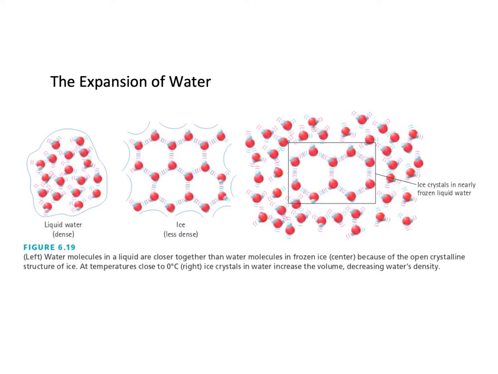But this is why ice tends to float. If you have a glass of water with ice in it, the ice is going to float because the ice is less dense. Why is it less dense? Because in the process of freezing, it's expanded.